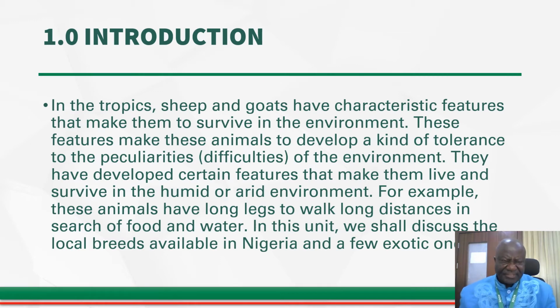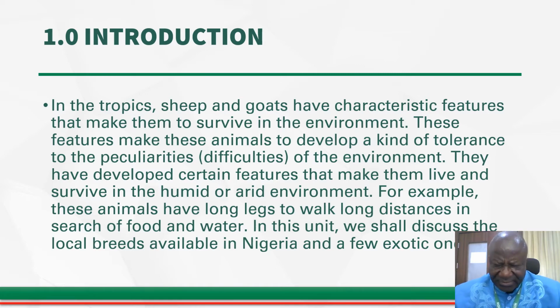By way of introduction, in the tropics, sheep and goats have characteristic features that make them survive in the environment. These features make these animals develop a kind of tolerance to the peculiarities or difficulties of their environment. They have developed certain features that make them live and survive in the humid or arid environment. For example, these animals have long legs to walk long distances in search of food and water.